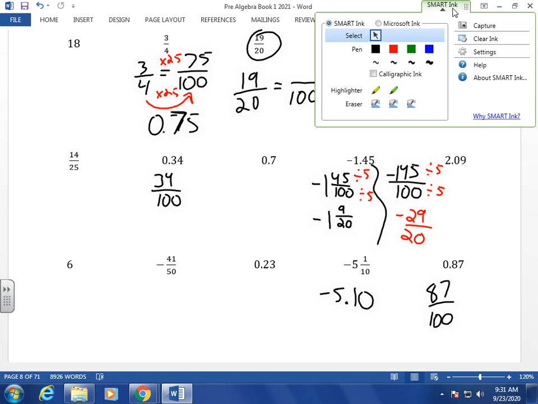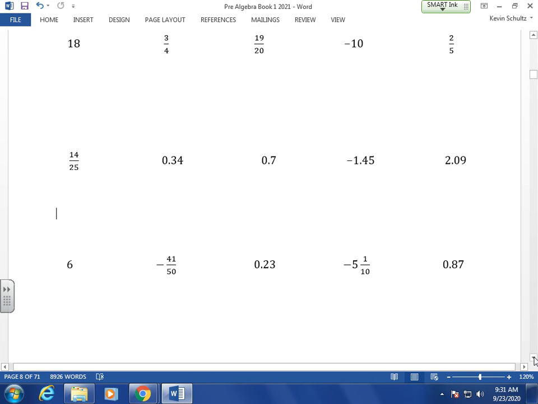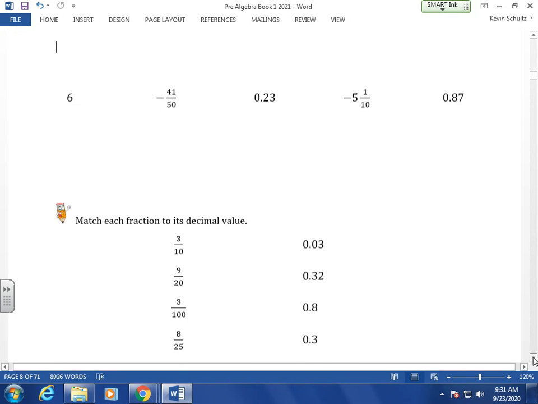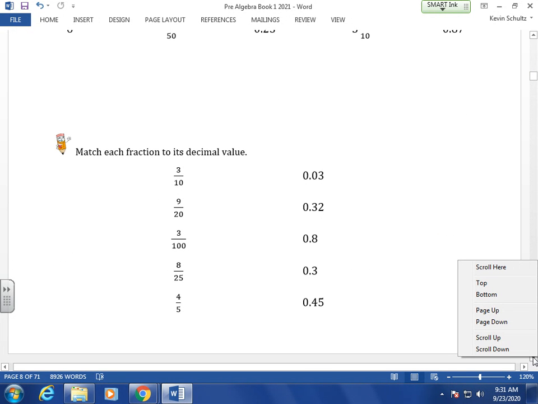Okay. Then the bottom part here, one more style of assessment for homework. It says match each fraction to its decimal value. So 3/10. You're just going to draw a line to whichever decimal value that refers to, 9/20ths, 3/100ths, 8/25ths, and 4/5ths. Okay? And that wraps up the homework for CO3.